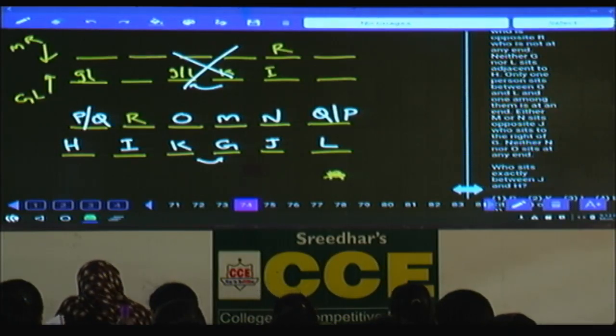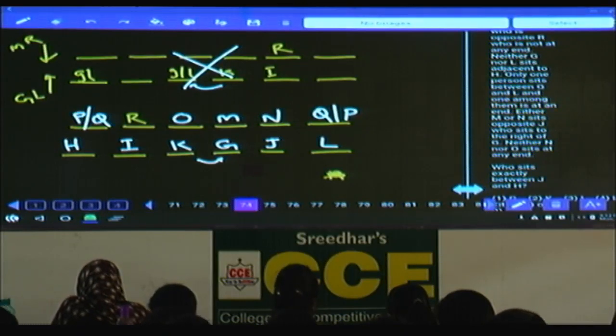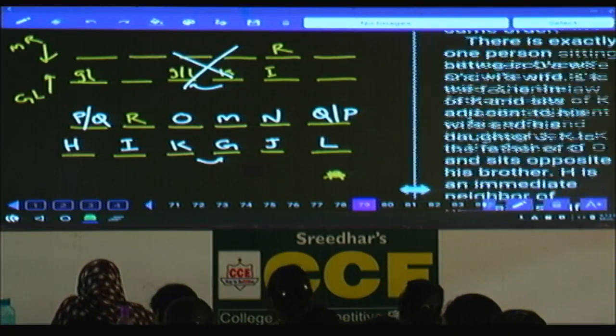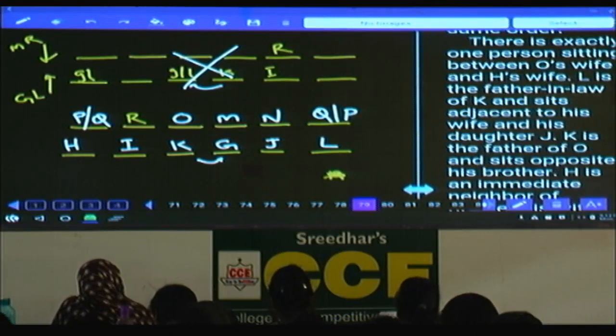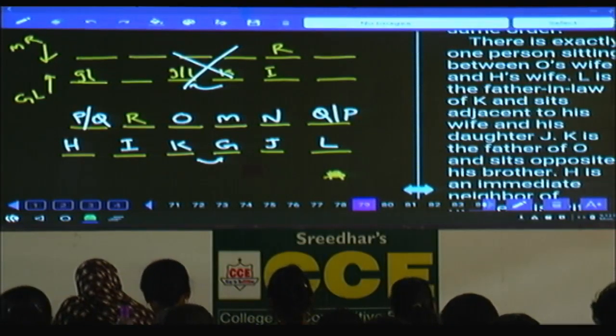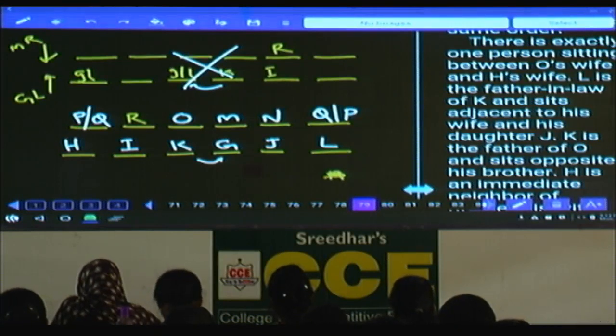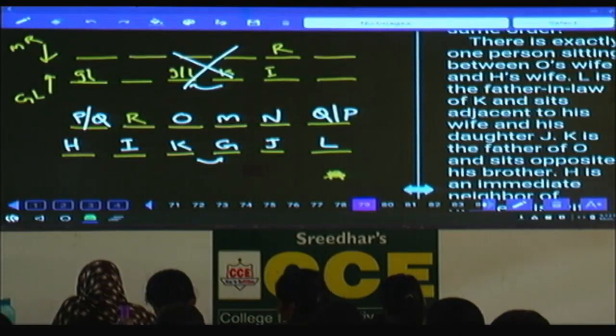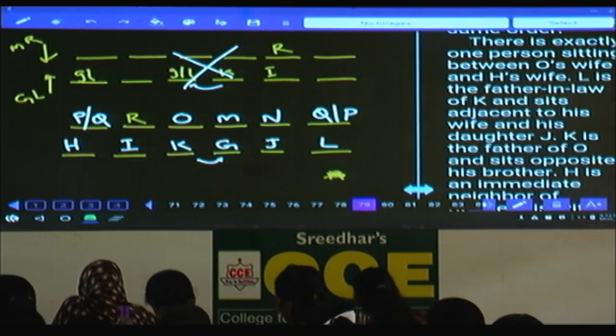Then next one, 79 to 83. Now in this 79 to 83, what is the information we have? P, I, K, L, M, N, O. How many people are there? There are 8 people, and these 8 people are seated around a circular table facing the center, but not necessarily in the same order.